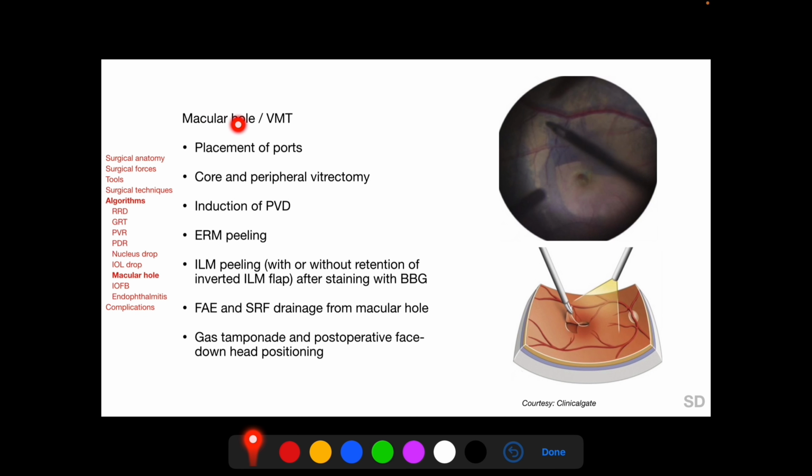In macular hole, initially core and peripheral vitrectomy is performed, followed by induction of PVD and peeling of ERM if any. This is followed by peeling of internal limiting membrane after staining the internal limiting membrane with brilliant blue G dye. This is followed by fluid-air exchange, during which subretinal fluid is drained from the macular hole, followed by air-gas exchange for post-operative gas tamponade and post-operative face-down head positioning.